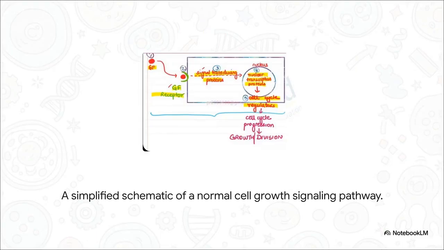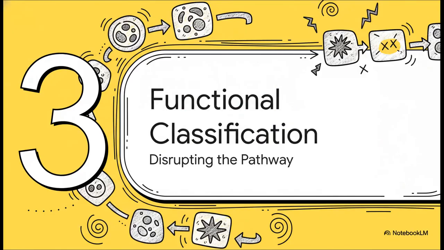This diagram shows you a typical signaling pathway that controls cell growth. It starts with an external growth factor, which binds to a receptor. This kicks off a cascade of signals inside the cell, which eventually reaches the nucleus and activates transcription factors. Every protein in this chain is a product of a proto-oncogene, and each one is a potential target for an oncogenic mutation. Okay, so now that we've seen the normal pathway, we can classify oncogenes based on where their protein products fit into this scheme.